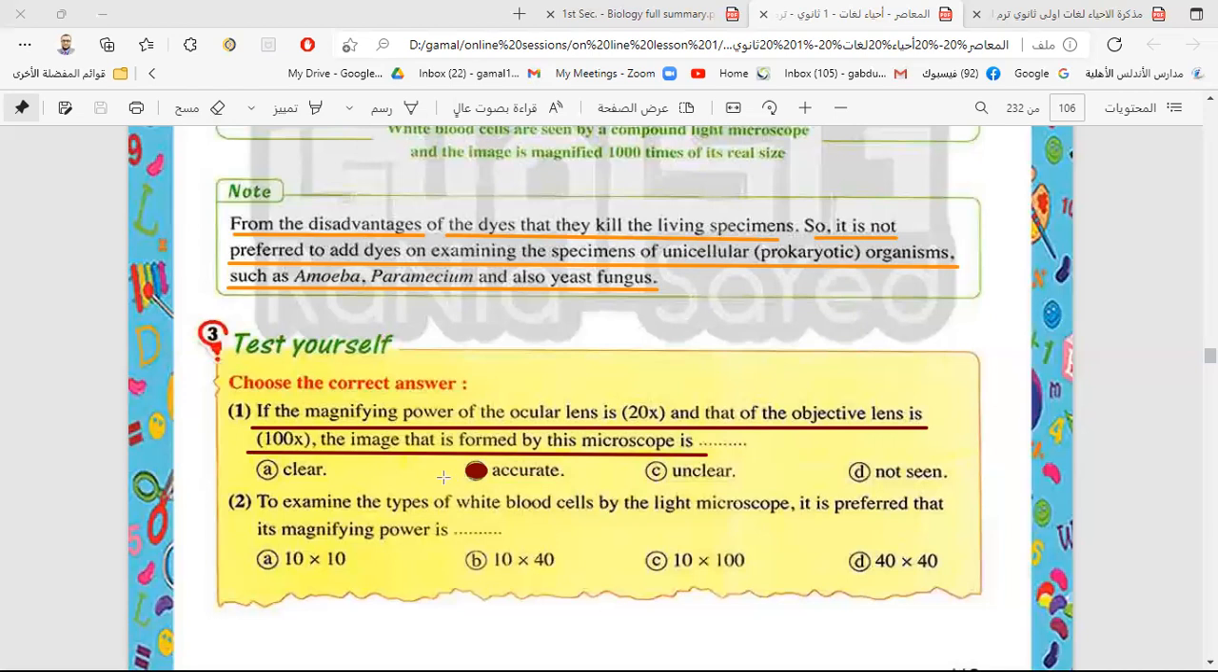Now, Yusuf, can you read the second question? To examine the types of white blood cells by the light microscope, it is preferred that its magnifying power is C, 10 multiply 100.